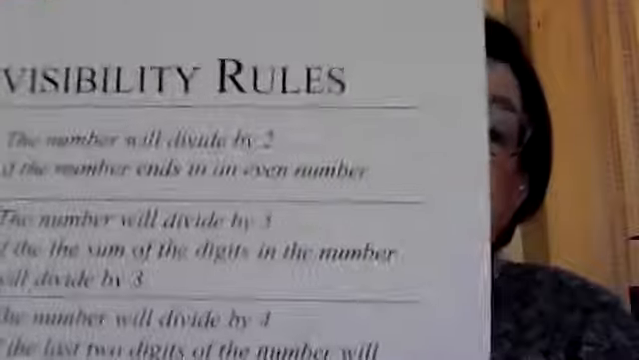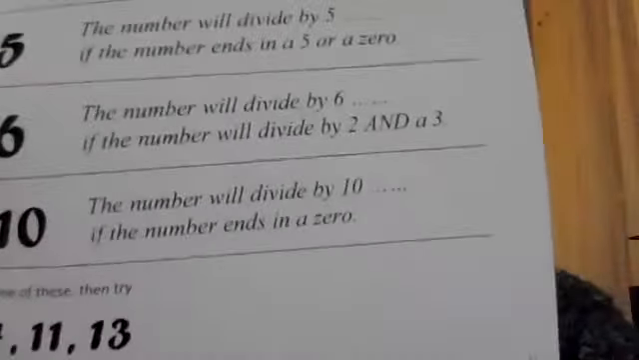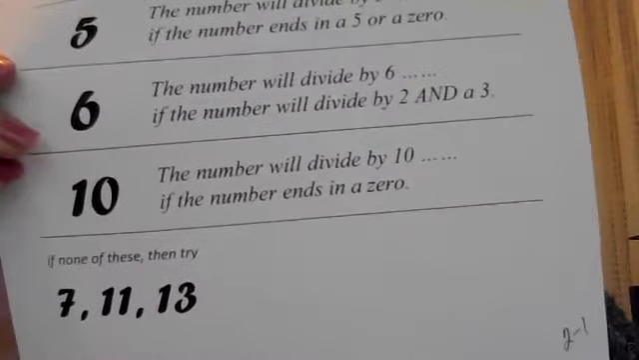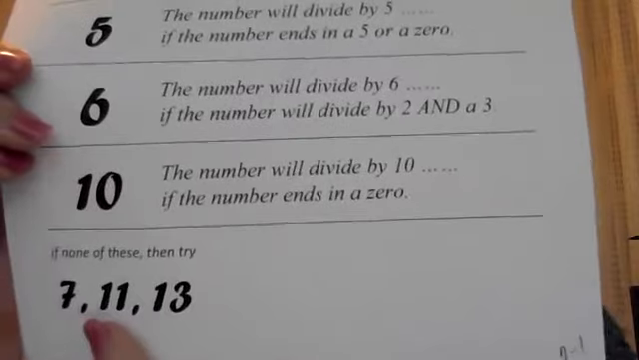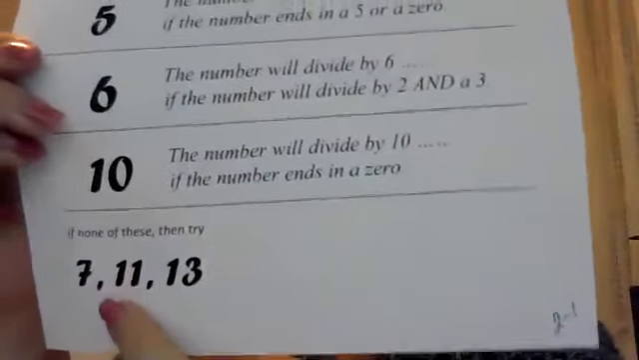Okay. Now, if a number doesn't divide by any of these, you can always try 7, 11, and 13. These are all prime numbers, but sometimes those will work in a number when none of these will. I don't use these too often either.